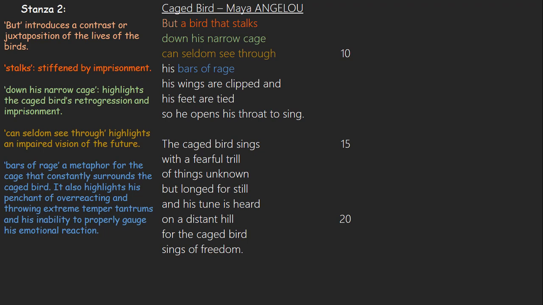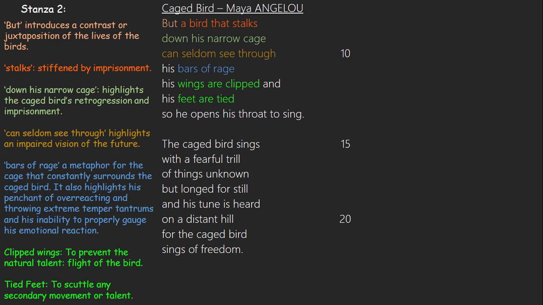It also highlights his penchant for overreacting, because he has this response of always overreacting to issues. And he has extreme temper tantrums, and this has made it impossible for him to properly gauge how to react emotionally. So we see that the caged bird is not only affected in terms of his physical ability, but even his mental ability is affected.